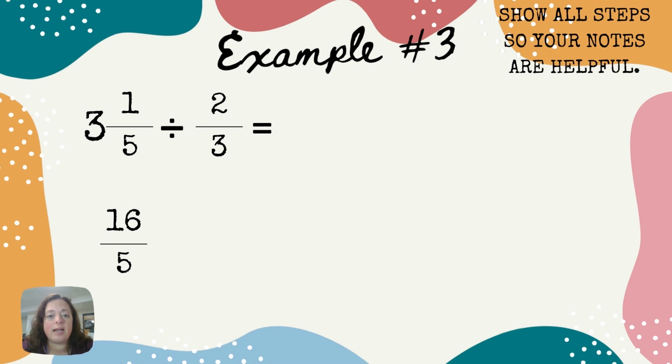So we need to multiply by the reciprocal of 2/3. So now we have 16/5 times 3/2. Let's see if we can simplify anything now so we don't have to simplify later. I see that the 16 and the 2, those are both even numbers, so they're both divisible by 2. 16 divided by 2 is 8, and 2 divided by 2 is 1. So we can cross them off and replace them with those numbers. Now we can multiply straight across.